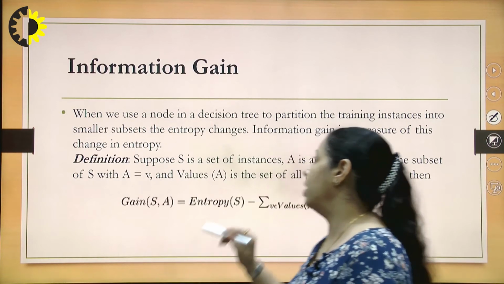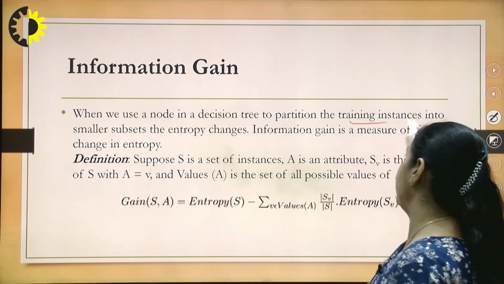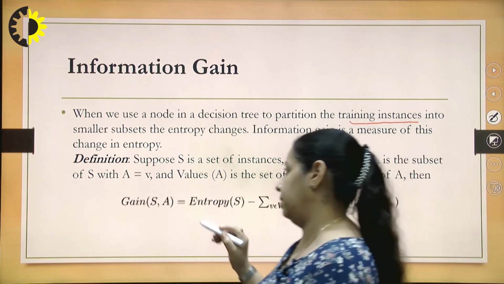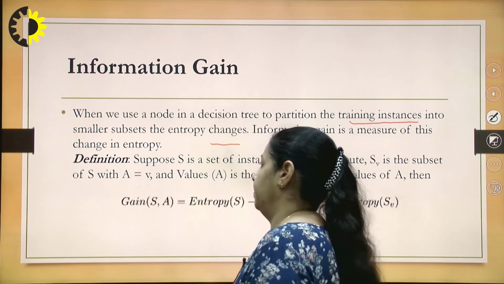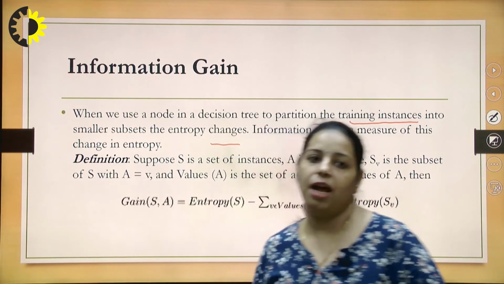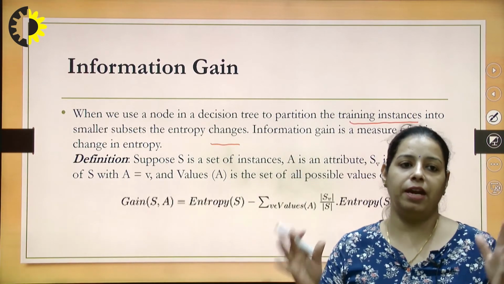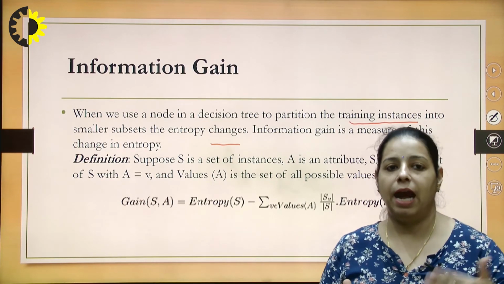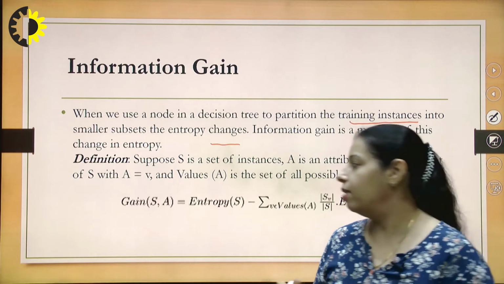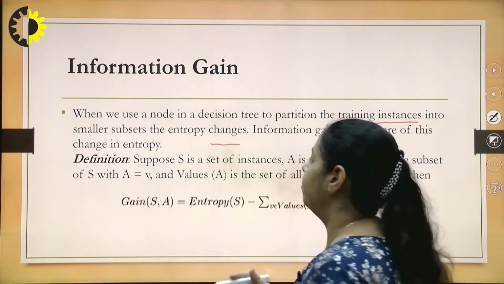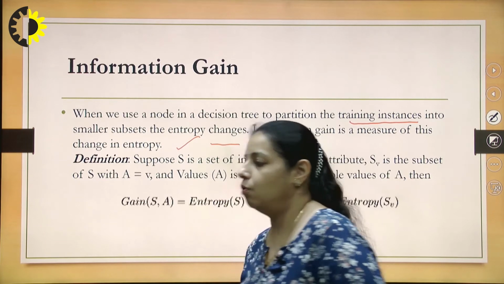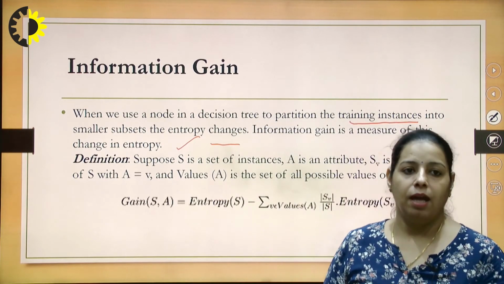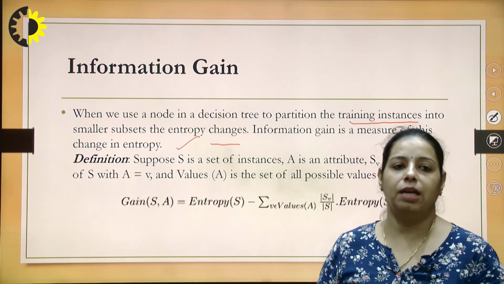When we use a node in decision tree to partition the training instances into smaller subsets, the entropy changes, because whenever we take a decision tree and we partition that training data set into small parts, then with each stage the entropy gets changed. So information gain is the measure of this change in entropy. Whenever this entropy gets changed, that value is known as information gain.